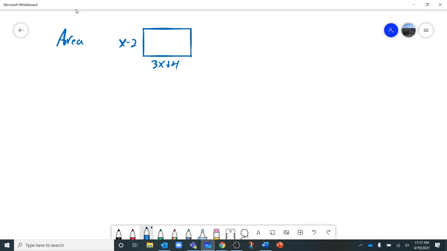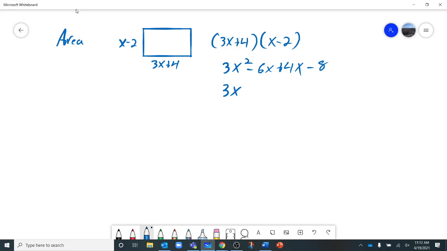To find the area, we multiply those together, 3x plus 4 times x minus 2, and we multiply that out and we would get 3x squared minus 6x plus 4x minus 8, which is 3x squared, nope, still minus 2x, and minus 8. And there's our quadratic.